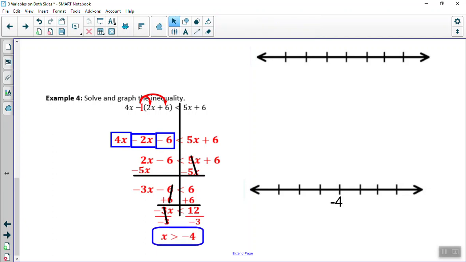And now I can graph that. So I'm going to have an open circle around my negative 4. It does not have the line under it, so that's why it's open. And then I'm going to graph everything to the right of negative 4 because I need all the values that are greater than negative 4.